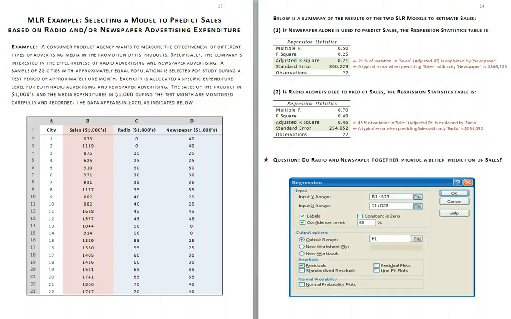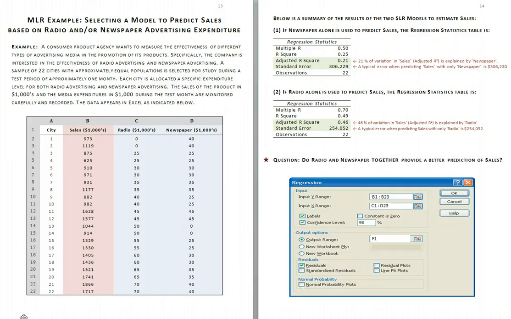I've moved to the next page. This data indicates the relationship between sales and radio advertising expenditure and newspaper advertising expenditure. Sales will be our dependent variable. Each variable is expressed in terms of thousands of dollars. There are 22 data points, and there is no time series component in the data collection.